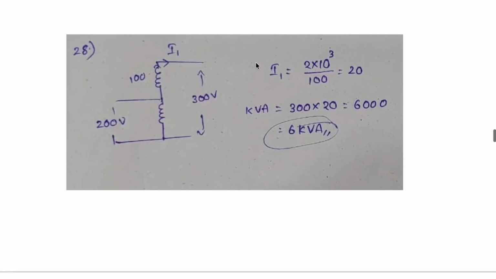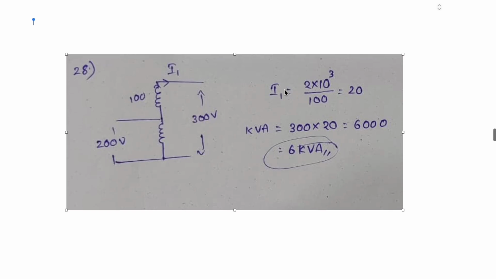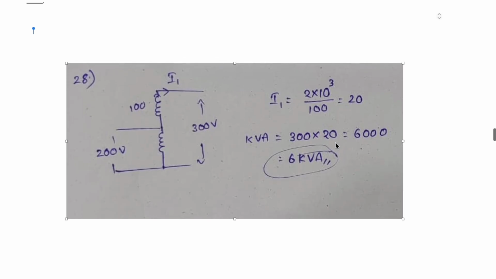Looking into the autotransformer question, this is the easiest question, because where the voltage is less, the current is more. We added the voltages and get 300 volts, and if we consider the 100 volts side, the current is maximum. Current maximum and voltage maximum give the higher kVA rating. For calculating the current, he has given 2 kVA, divided by 100 volts, we get I1 as 20. For the kVA rating, directly multiplying 300 into 20, we get 6 kVA.